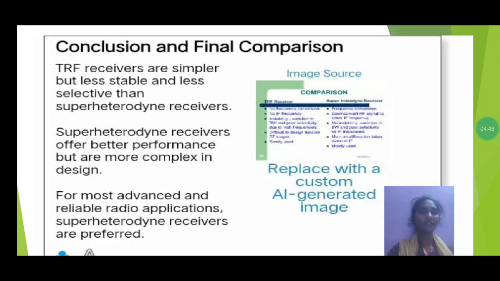Conclusion and final comparison of TRF receivers versus super heterodyne receivers. TRF receivers are simpler but less stable and less selective than super heterodyne receivers. Super heterodyne receivers offer better performance but are more complex in design. For most advanced and reliable radio applications, super heterodyne receivers are preferred.